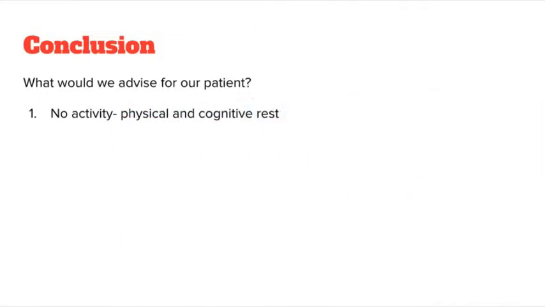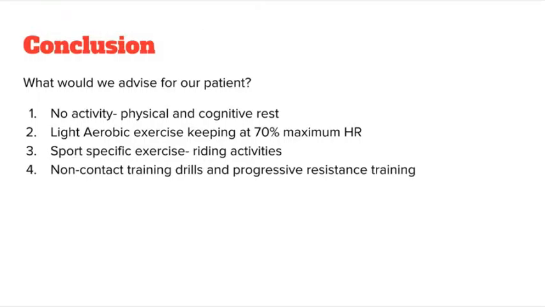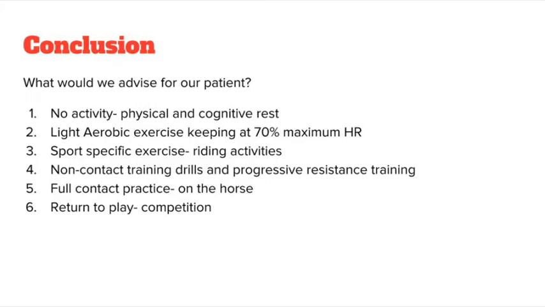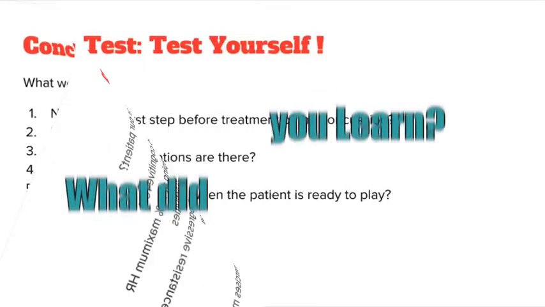In conclusion, we would advise that our patient starts off with an initial period of physical and cognitive rest, followed by light aerobic exercise, keeping at 70% of his maximum heart rate, and then moving on to sport-specific exercise and riding activities. After this, we would suggest non-contact training drills and progressive resistance training and full contact practice on the horse. And then finally, after all of this, he can return to play or competition. We would also recommend visual therapy and rehabilitation exercises because they may be of benefit if visual symptoms persist during the graded protocol.